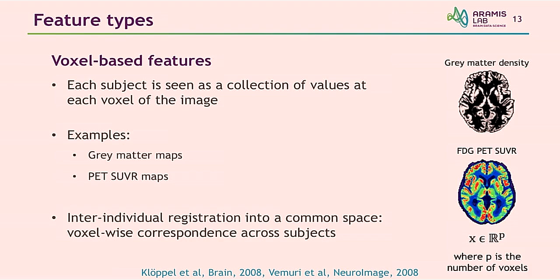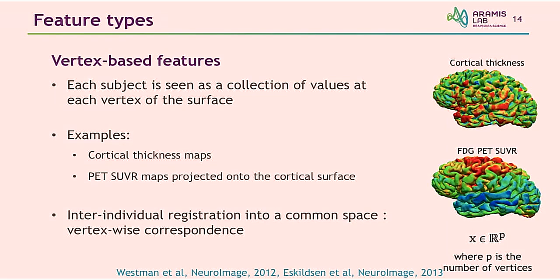You might want to look at surfaces, and in this case, you have vertex-based features. Here, each subject is seen as a collection of values at each vertex of the surface. This is typically used, for example, for cortical thickness maps, but you can also look at PET SUVR maps that you can project on the cortical surface. Here again, you need to perform some inter-subject registration to have everybody in a common space and to have a vertex-wise correspondence.